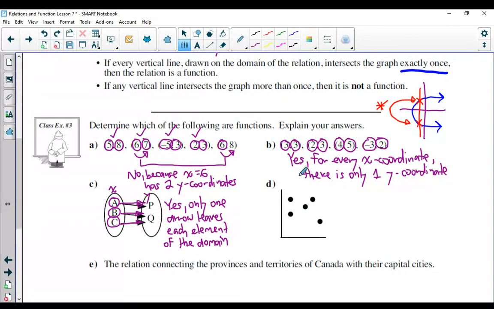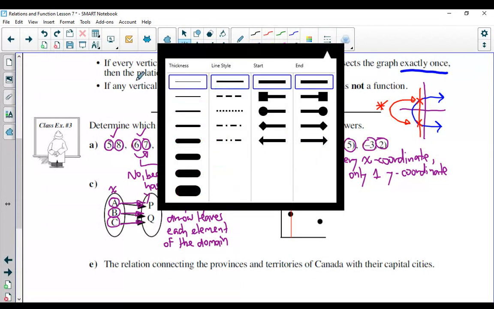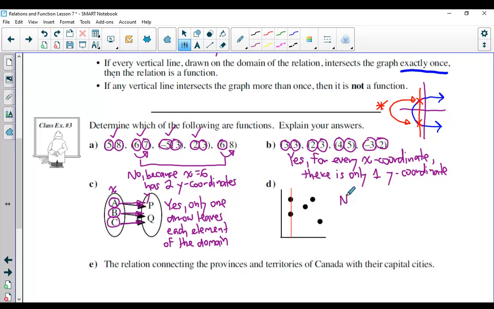Okay, D, it's a graph. The question right here is, do you pass the vertical line test or not? Right away you can see it doesn't, because I could draw a line that goes straight through here. So that fails. No. Fails the vertical line test.